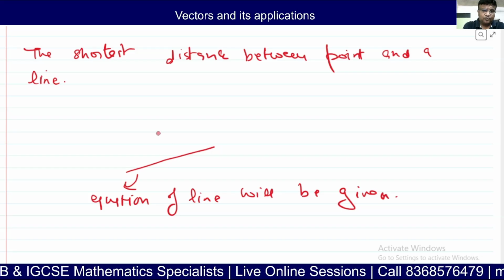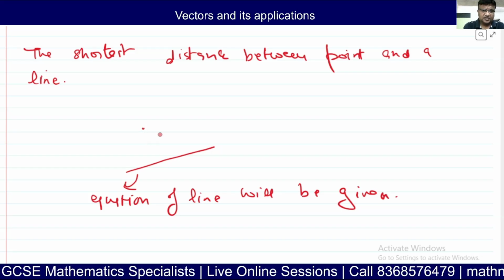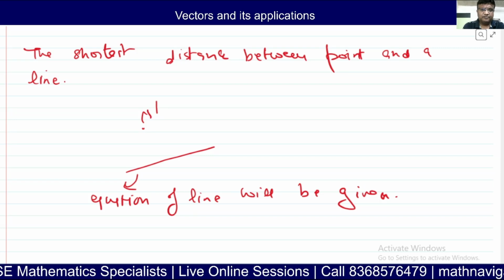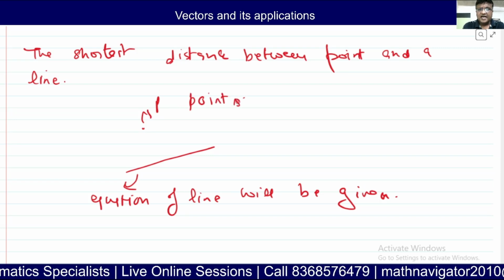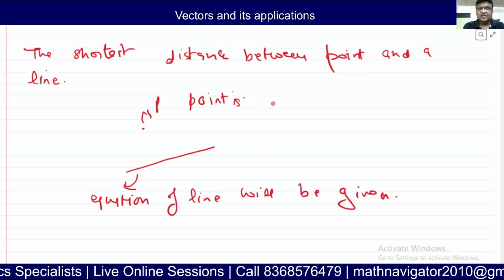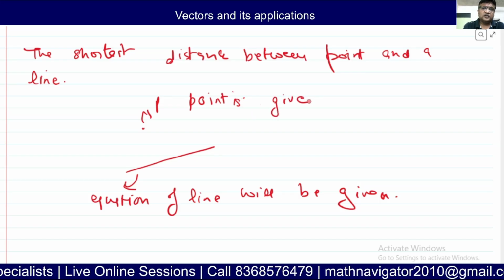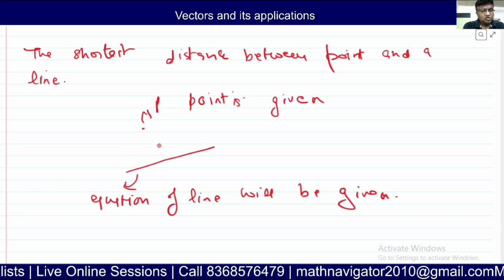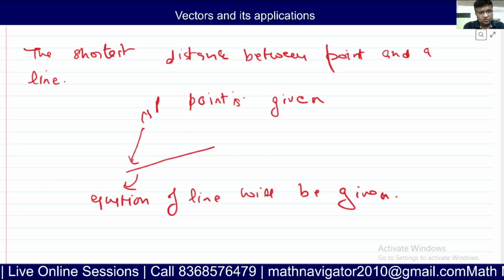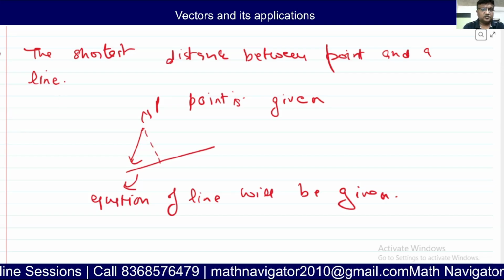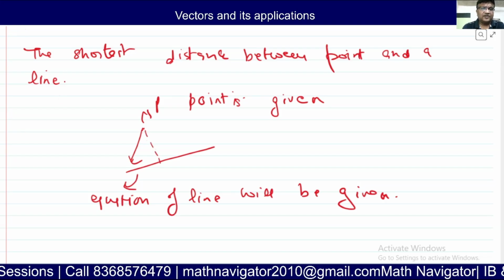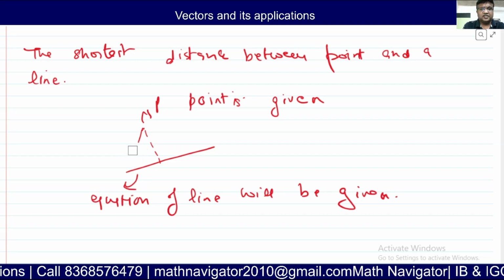Then let's say there is a point, any point. It's a random point P. The coordinates will be given, and the IB will ask you what is the shortest distance between this point and the line. This can also be a distance, but the shortest distance will be this, the perpendicular distance. So I'm interested in finding this perpendicular distance.